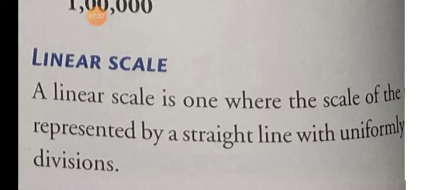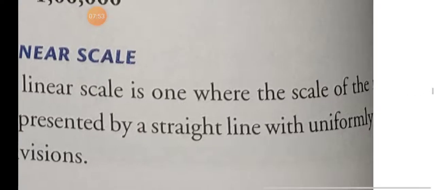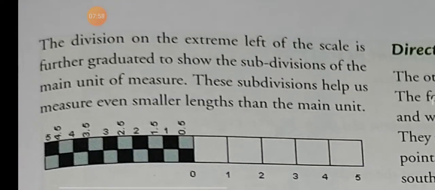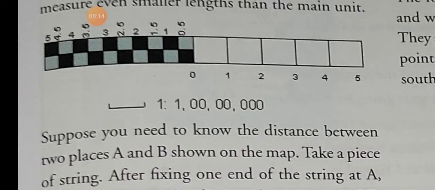Next one is the linear scale. A linear scale is one where the scale of the map is represented by a straight line with uniformly spaced divisions. You all have seen the scale. The divisions on the scale are further graduated and subdivided into different units. The subdivisions help us to measure even a smaller length than the main unit.